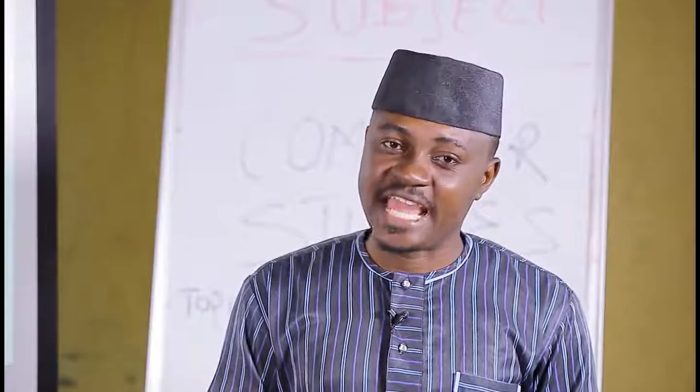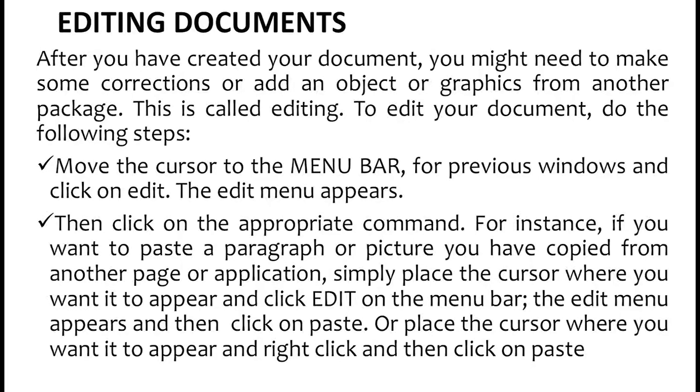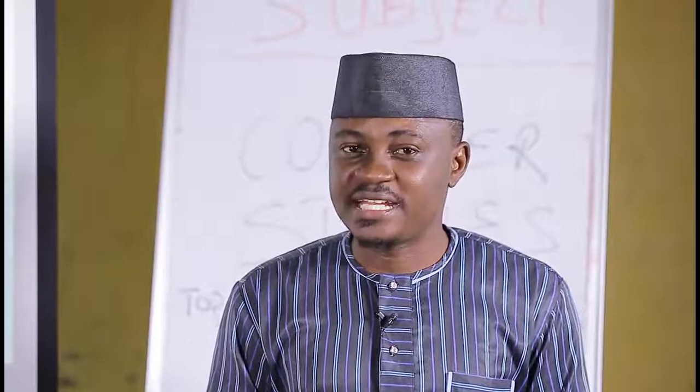To edit your document, you are going to do the following steps. So you follow me carefully and I'm going to explain how you are going to edit your document. Step number one, you move the cursor to the menu bar for previous windows and click on edit. The edit menu appears. This first step is for people using maybe Windows 2003 or very old Windows that were used some 5 years back, 10 years back.